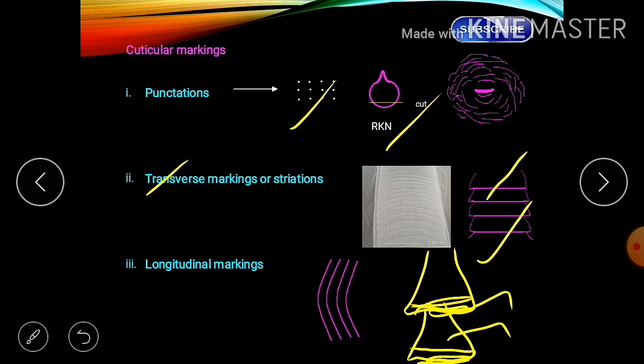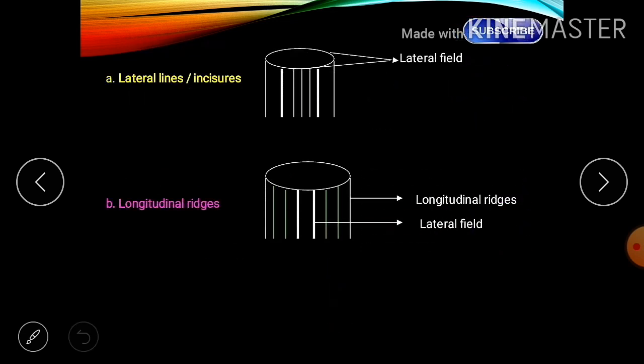Third one is longitudinal marking. These lines run longitudinally along the body length. They are of two types: one is lateral line, another one is longitudinal ridges. What is a lateral line or incisure? A lateral line is a line running longitudinally along the body axis of the nematode but confined to the lateral area of the nematode body.